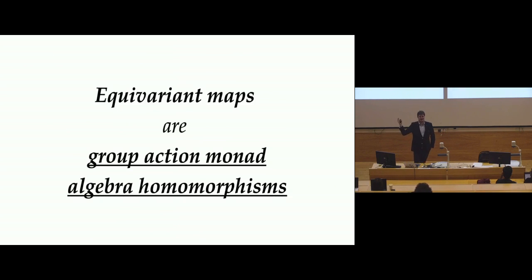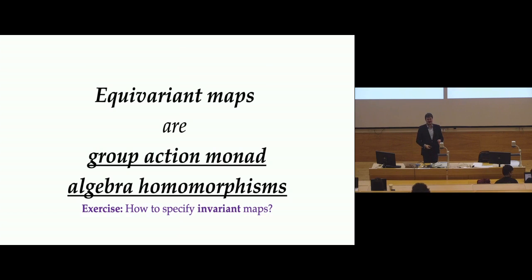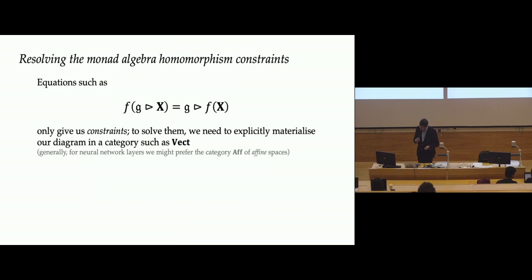So it is a mouthful, but now hopefully we understand all the individual building blocks of this mouthful. Equivariant neural networks, equivariant maps, are just group action monad algebra homomorphisms. And hopefully now every single one of those terms at least roughly makes sense. It's a good exercise now, once you know how to build equivariant maps, to see how you would specify invariant maps. The trick is, of course, to have a very specific algebra as the B algebra. Have a think about that.